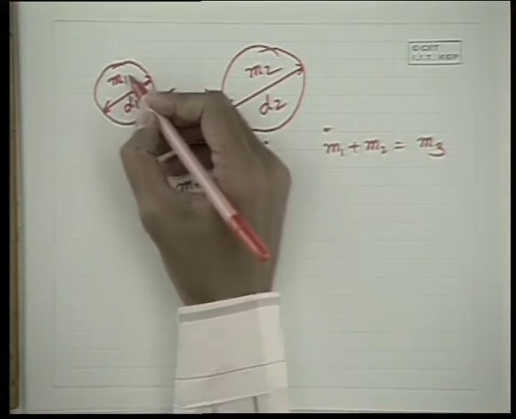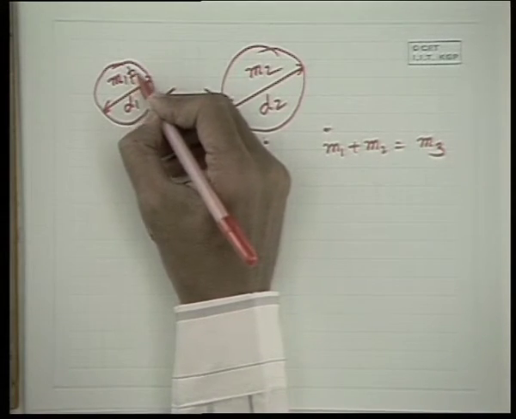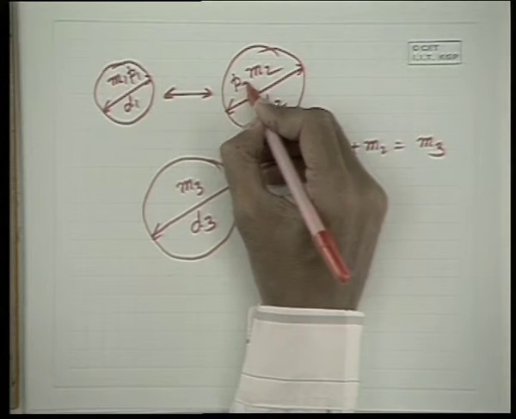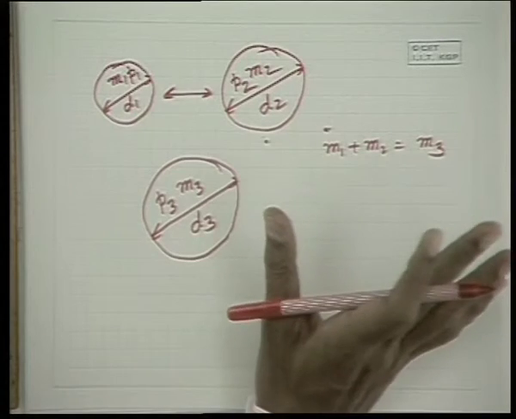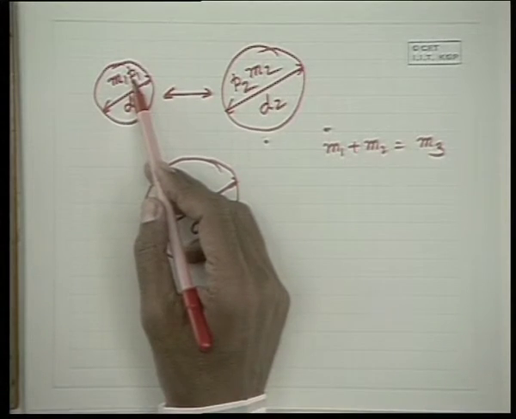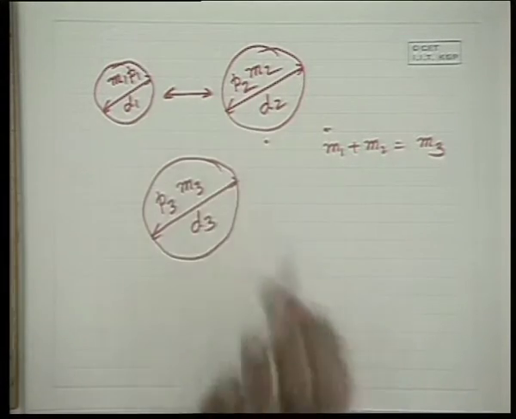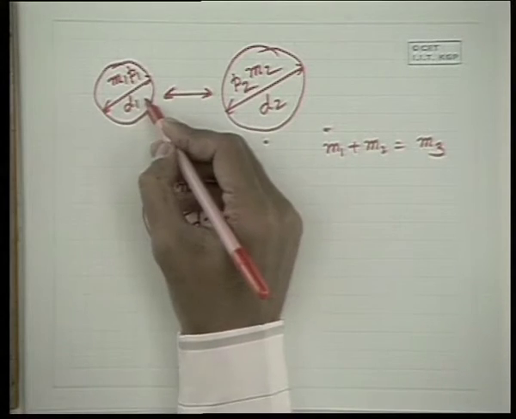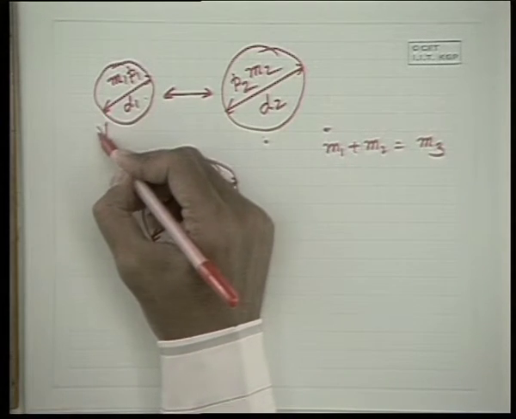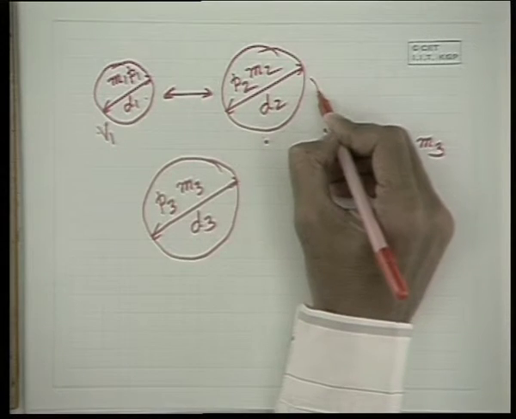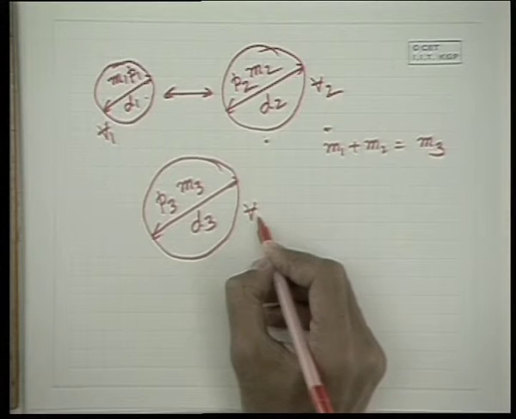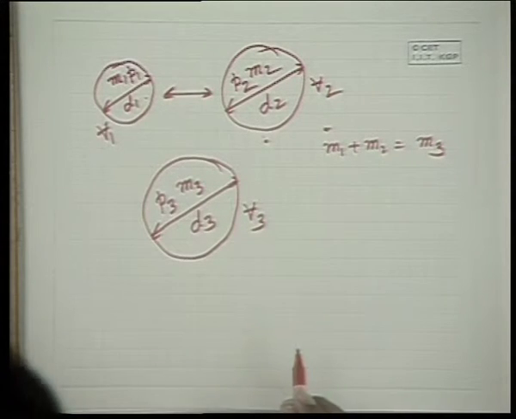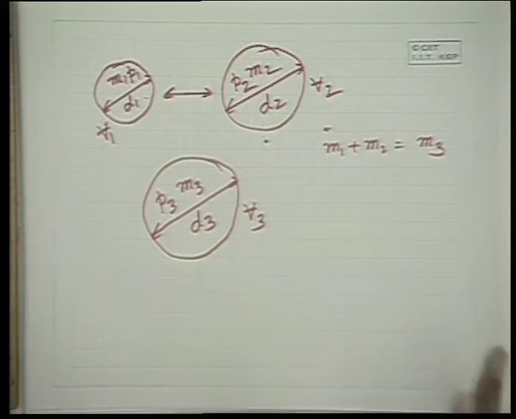Now let the pressure inside this soap bubble be P1, inside this soap bubble P2, and inside this soap bubble P3. There is no direct relationship at present between P1, P2, P3. Let the volume of this soap bubble be V1, the volume of this one V2, and the volume of this one V3. Now how can we relate these P's?